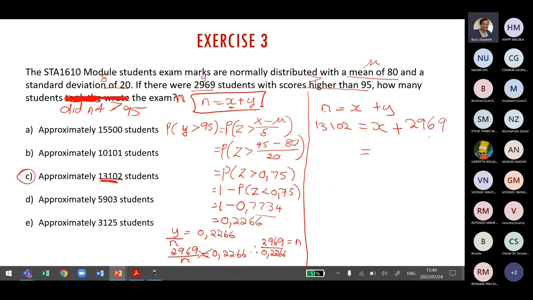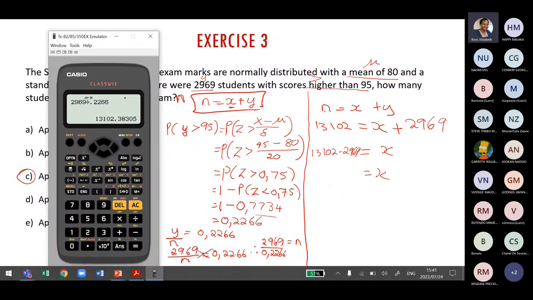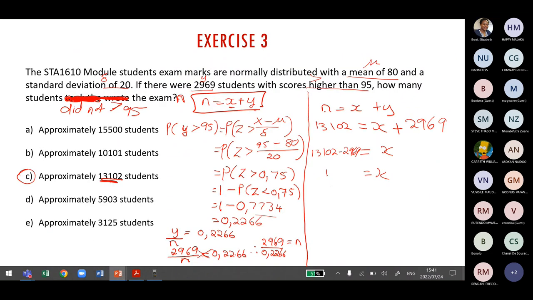2969. And you can calculate those who got less than 95 by saying 13102 minus 2969. And those will give you the rest of them who got less than. Not those who didn't write. You can't calculate that. So that will be 13102 minus 2969. And that will give you 10133. These are those who received less than 95. Oh, sorry, not the probability, but the number.